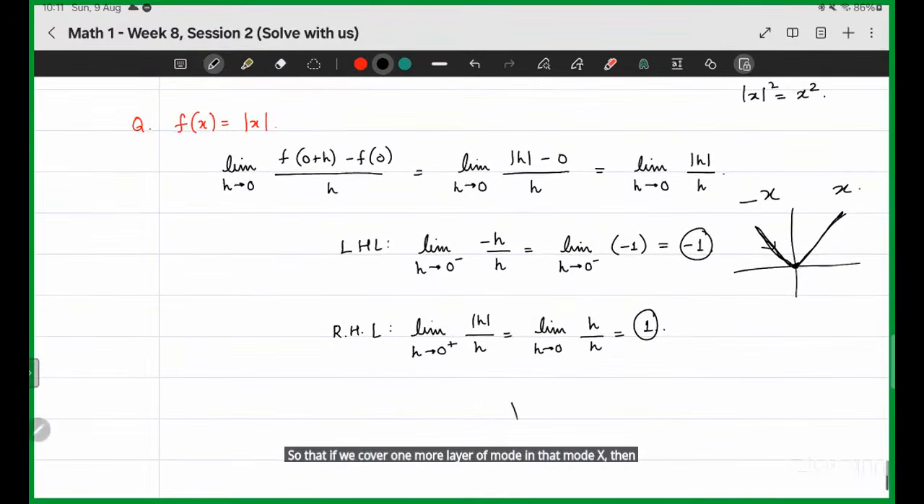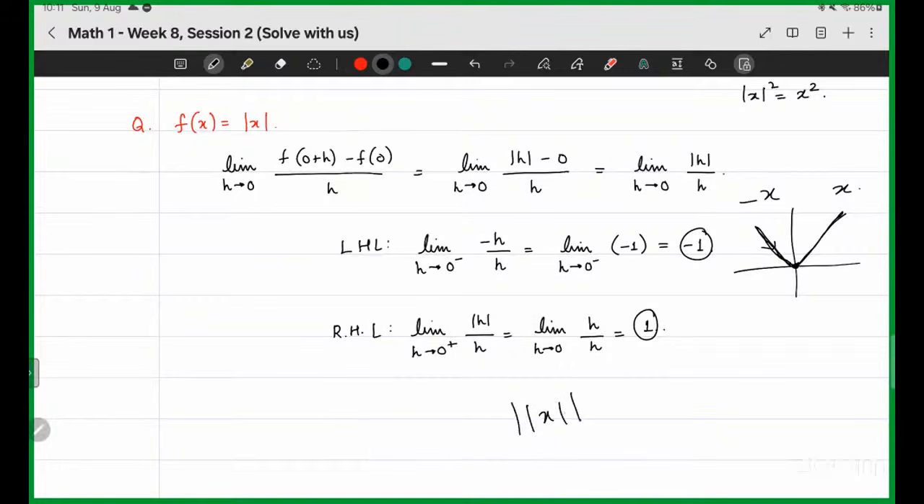What do you mean mod of mod x? Yeah, sir. But mod x is always positive. So mod of mod x is again just mod x.